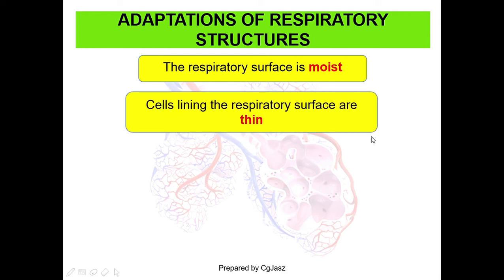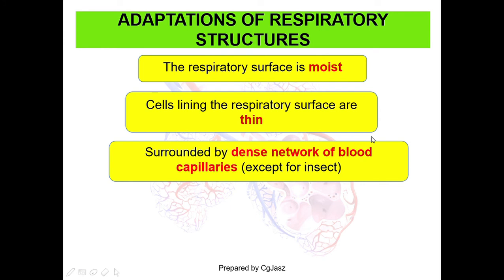Second, the cells that lines the respiratory surface are thin ataupun one cell thick. Tak perlu nak tebal, nipis sahaja, okay? So this is to allow the diffusion of respiratory gases to occur efficiently. And then, respiratory structure also surrounded by dense network of blood capillaries, except for insect. So, these blood capillaries will allow the efficient delivery of respiratory gases.